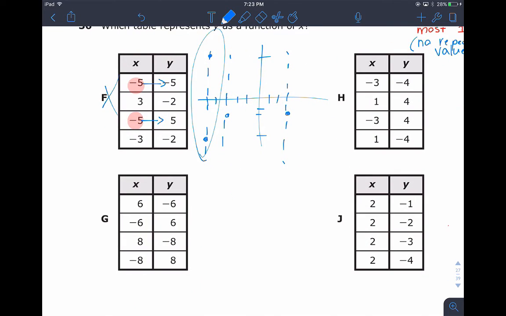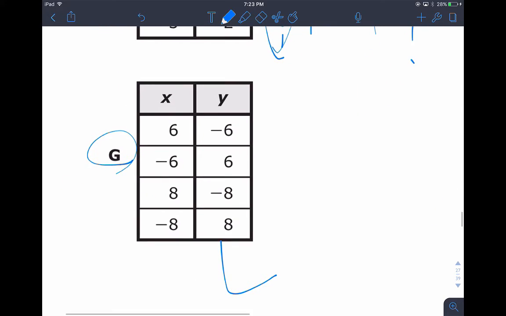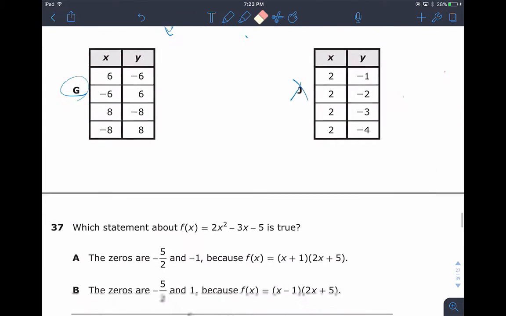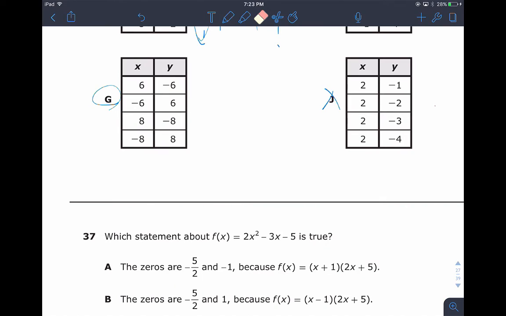So we can go look here. H has got some repeated x values. J definitely has a lot of repeated x values. If you look at G, it kind of looks like it, but you got 6, -6, 8, and -8 right there. And none of those x values would repeat. If you graph it, you'd be able to get a bunch of vertical lines going through.